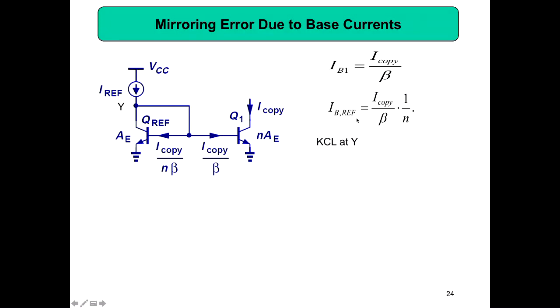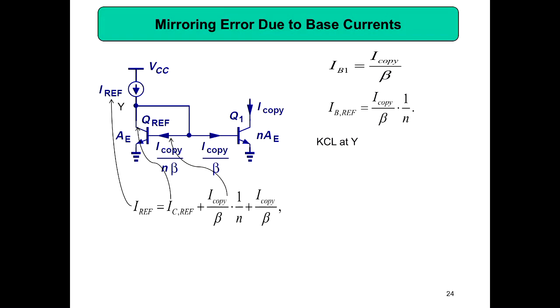Then we are going to write KCL at Y. So when you write KCL at Y, what will you get? I reference, that current is coming to this point and then branching into 2. Then I reference is equal to IC reference. IC reference is this current, the collector current of Q reference, plus this current. But then this current is the sum of these two currents. So that is the reason for I copy by beta into 1 by n plus I copy by beta. I have put the arrow so that it makes sense. So that is the collector current of your Q reference, IC reference.